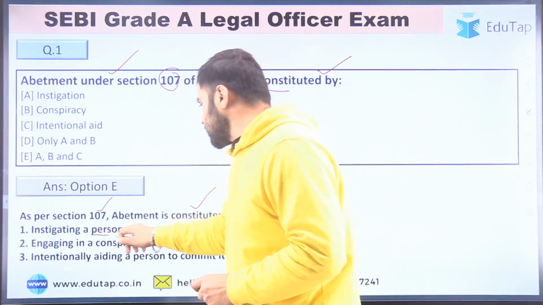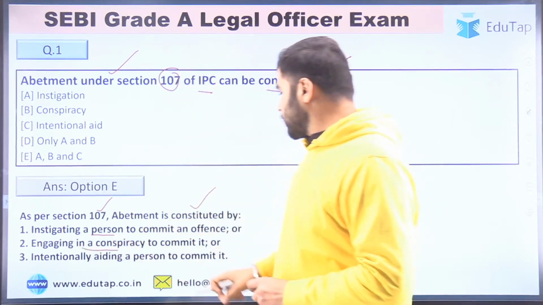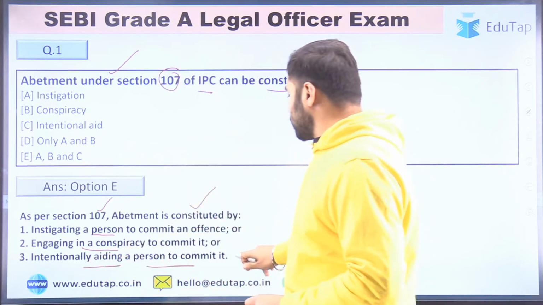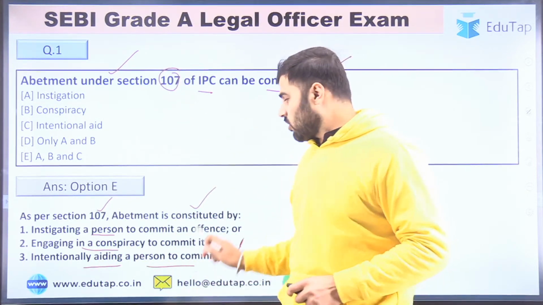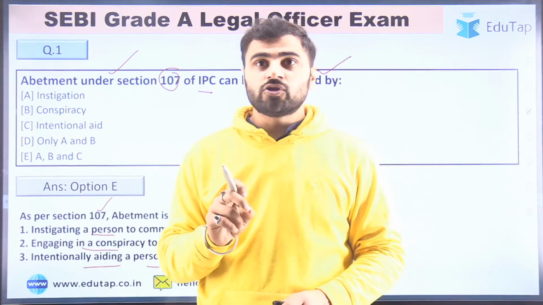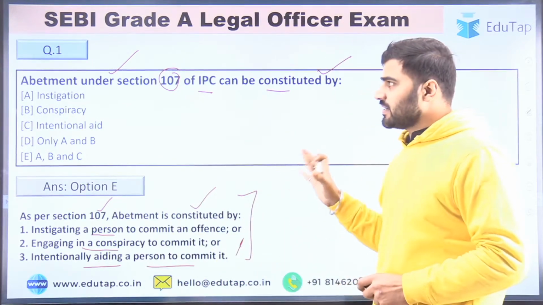So instigating a person to commit an offense, or second, engaging in a conspiracy to commit it, or number third, intentionally aiding a person to commit it, right guys? So all these 3 criteria are there under section 107 of the Indian Penal Code. Ujjwala is saying option number E, Gaurav is saying option number E. Great, you all guys are correct, right?